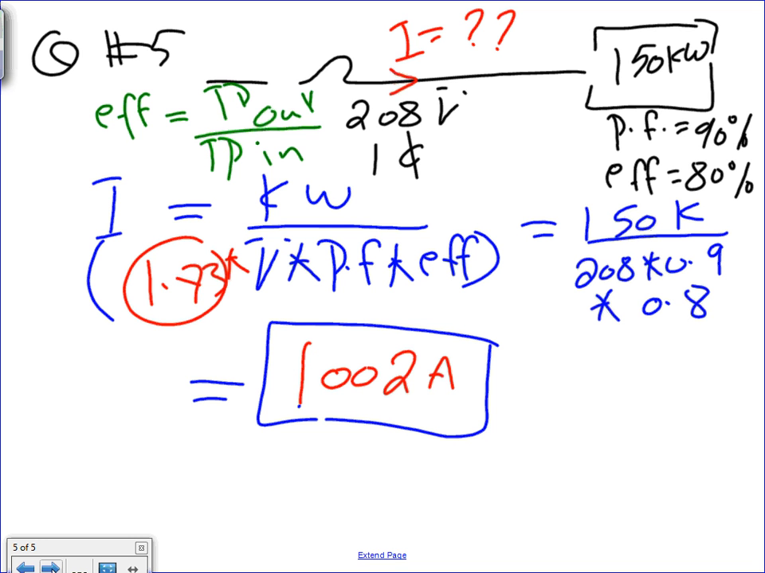I actually did it here for a three-phase. If it's three-phase, you end up with 579 amps. If you want to do it for a three-phase, guys, your answer should be 579 amps. That's why I wrote 579 in the first one.